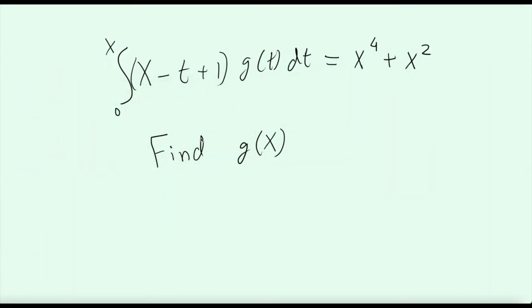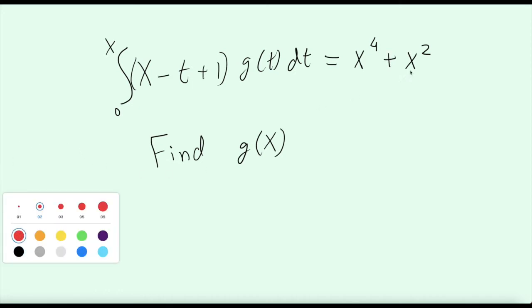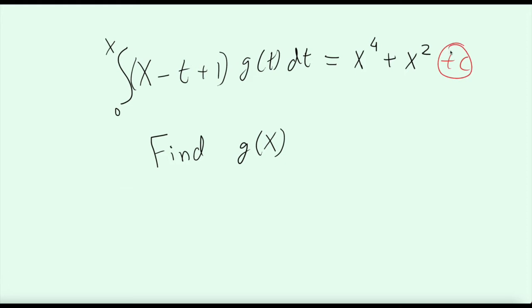Alright, so this is the question. Integral from 0 to x of (x minus t plus 1) times g(t) dt is equal to x to the power 4 plus x squared. Find g(x). The first thing you might notice in this integral is that there is no plus c. That is because this is a definite integration, so there is no need for plus c.